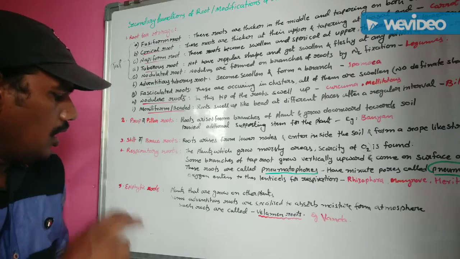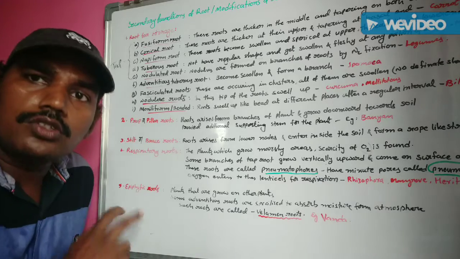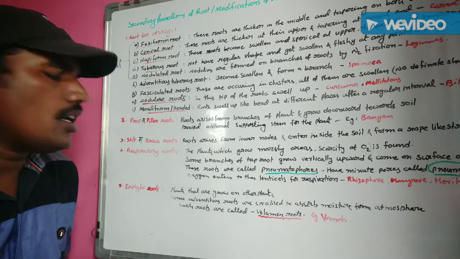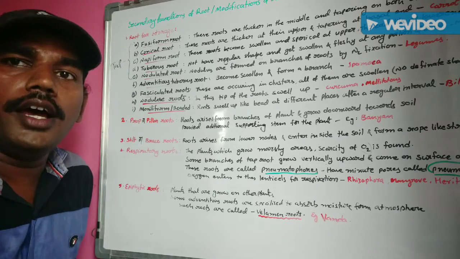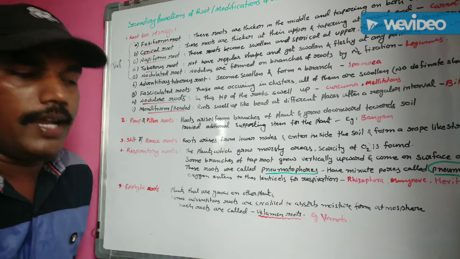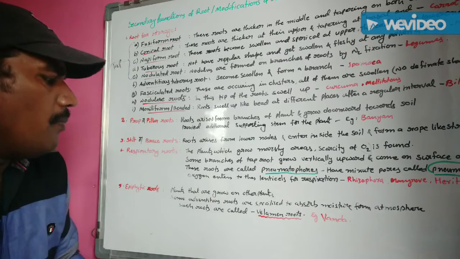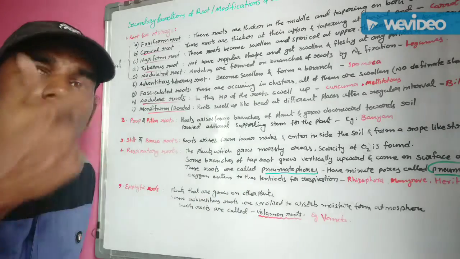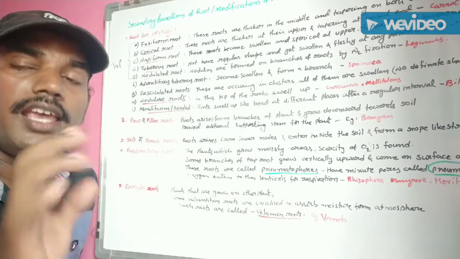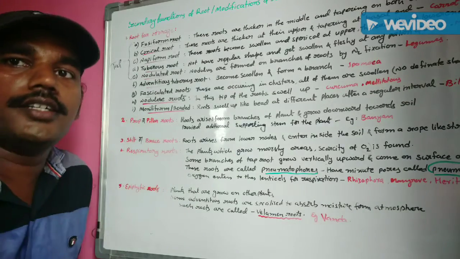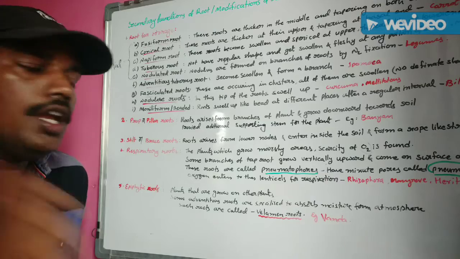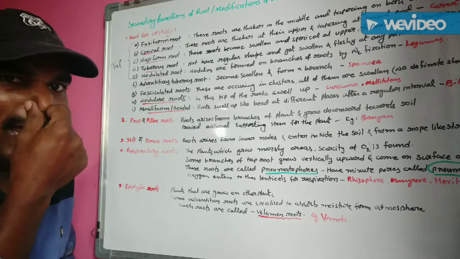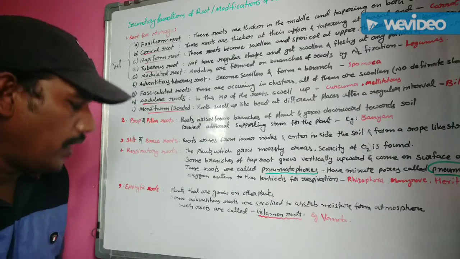Next root modification is the epiphytic root. These are also known as velamen roots, because they easily hang on the host plant. What is an epiphyte? An epiphyte is a plant that grows on another plant. One plant grows on another plant. This type of plant is known as an epiphyte. Phyta means plant.